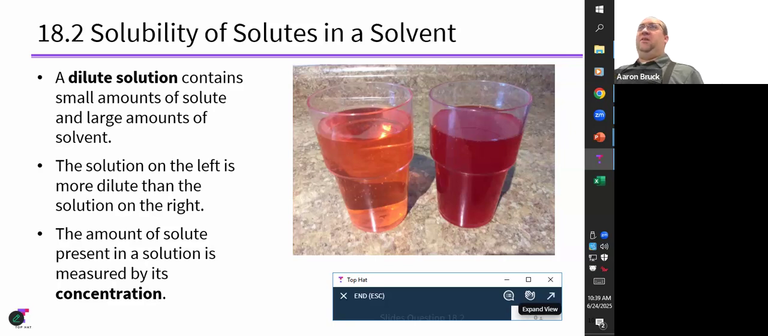It's got to be more dilute. It looks like it's got way more water, way less of the powder drink mix. It's got to be lighter. It's got to be more dilute.